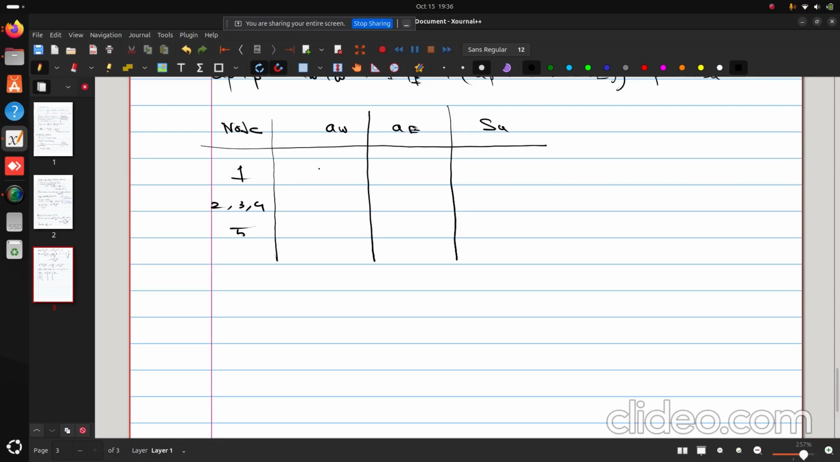Okay, because nodes 1 and 5 will have some different values compared to the interior points, which are 2, 3 and 4. In node 1 there is no west neighbor, right? No, node 1 does not have a west neighbor, that is why the AW will become 0. The A east will be k by delta x, and these will all be k by delta x.